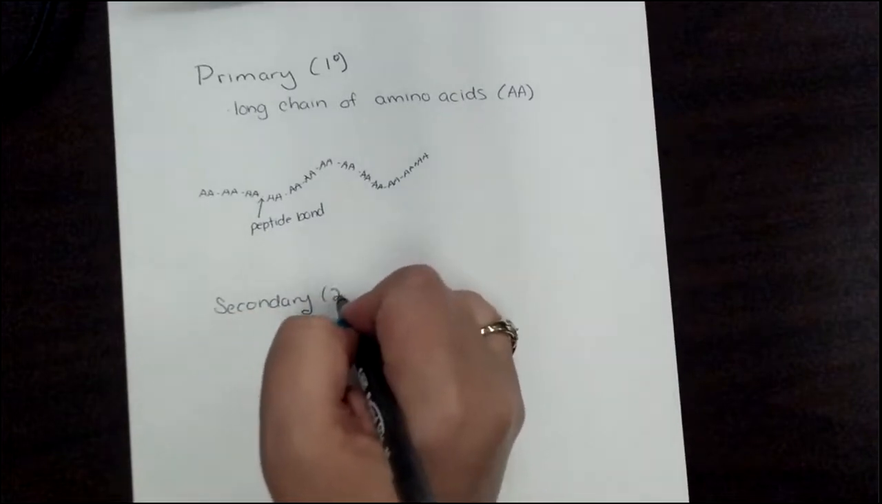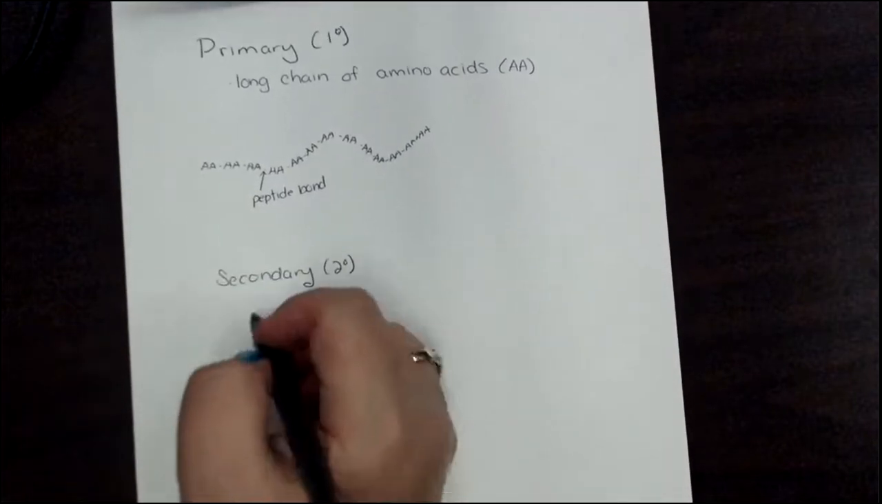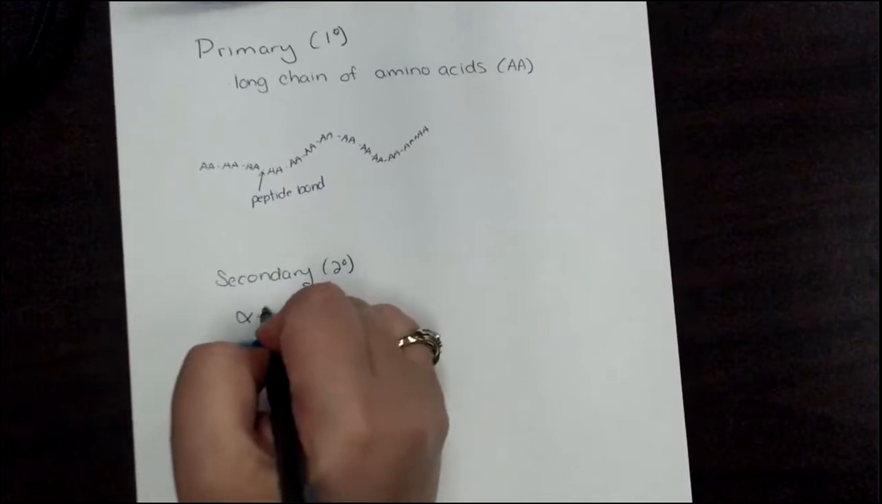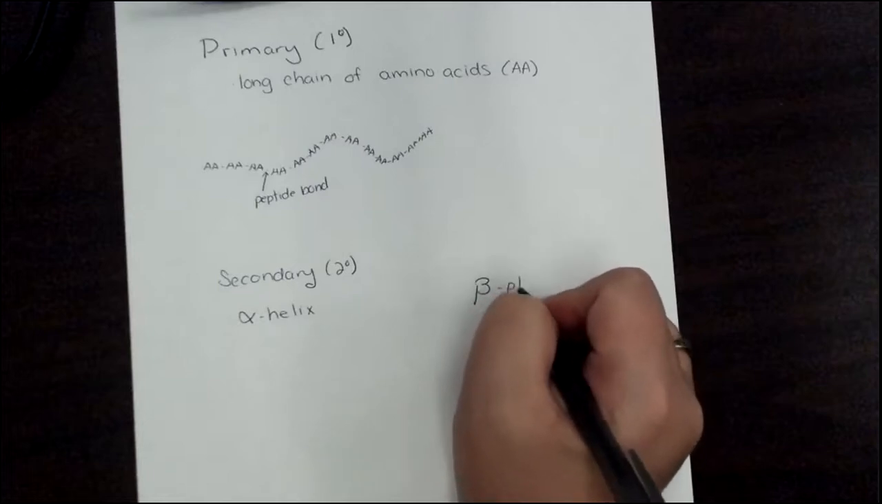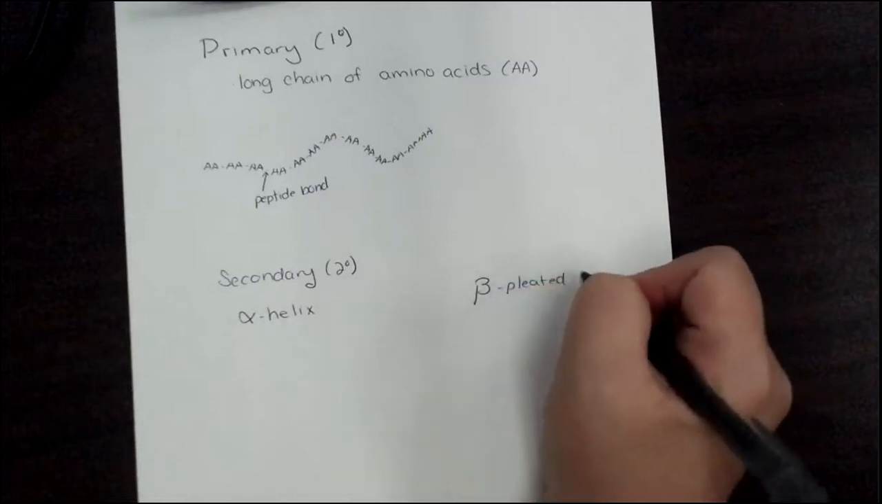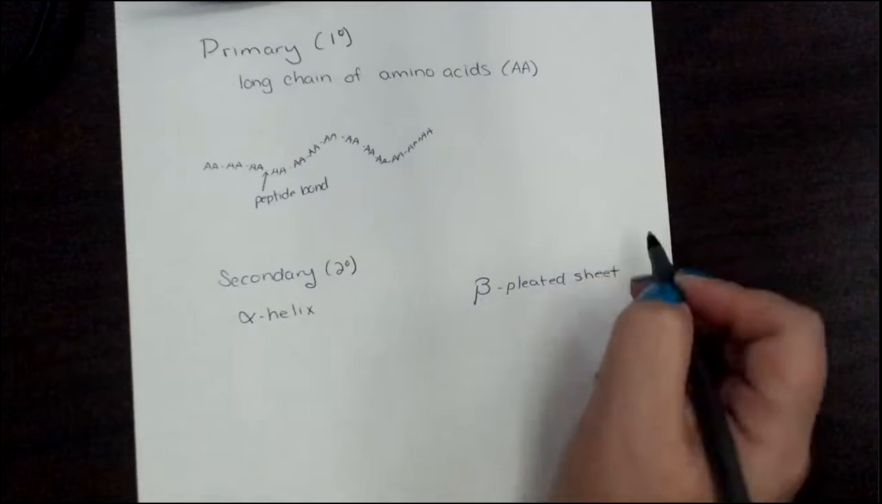So secondary has 2 structures. You can have an alpha helix, or you can have a beta pleated sheet. Okay.